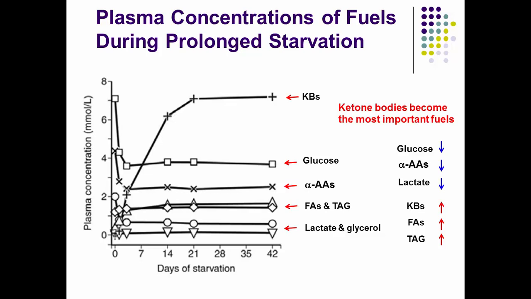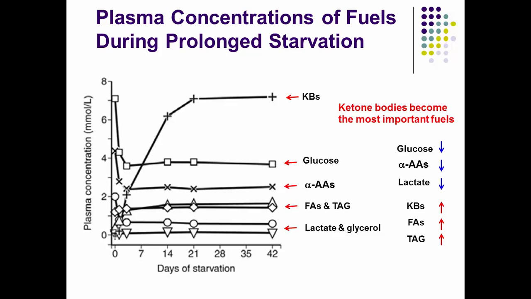All right, so here again, the concentrations of the energy fuels during the prolonged starvation. You can see the ketone bodies now significantly increase, right, in the circulation during prolonged starvation and become the most important energy fuels. And I listed here some of the energy fuels that decrease and the other alternative energy fuels that increase. For example, glucose, amino acids, lactate levels are decreased, right?